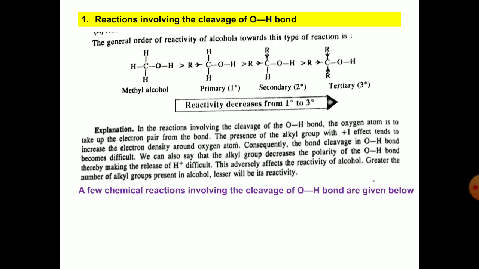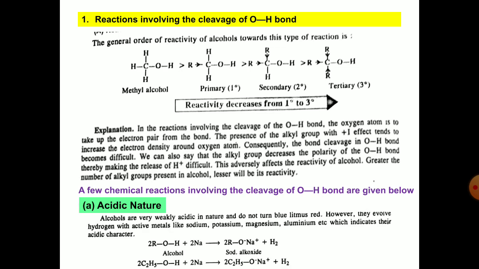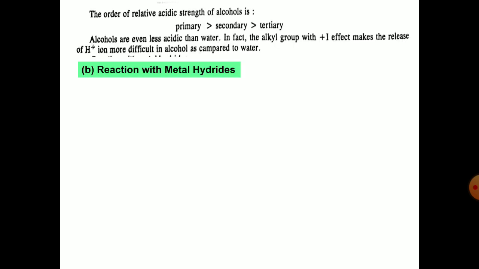A few chemical reactions involving the cleavage of the OH bond are given below. First is the acidic nature. Students, alcohol reacts with sodium to form sodium alkoxide plus hydrogen. So this is the nature of an acid. In case of ethyl alcohol plus sodium, it will give sodium ethoxide plus hydrogen gas. The order of reactivity, or acidic strength, of alcohol is: primary alcohol is more acidic than secondary alcohol, which is more acidic than tertiary alcohol.